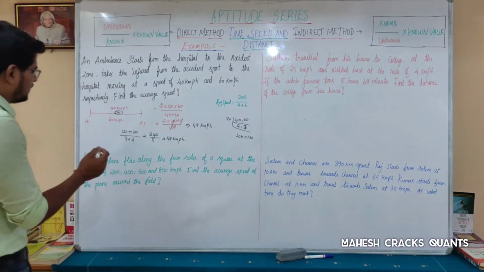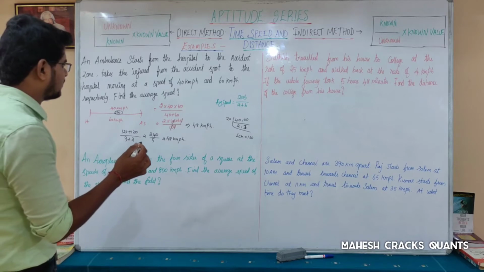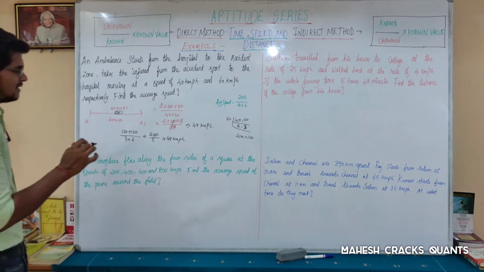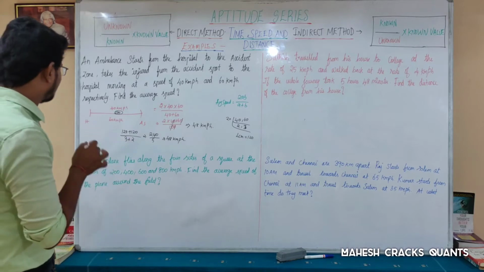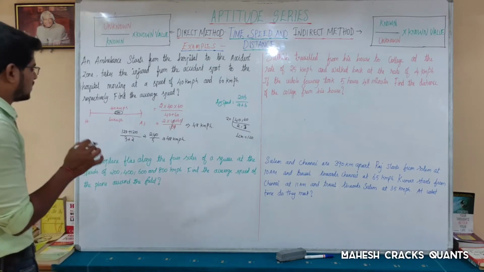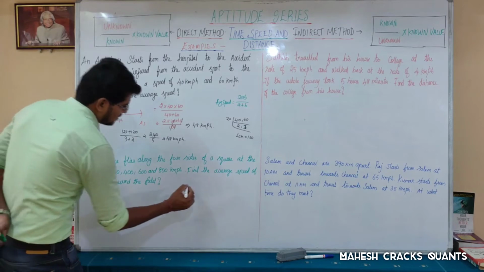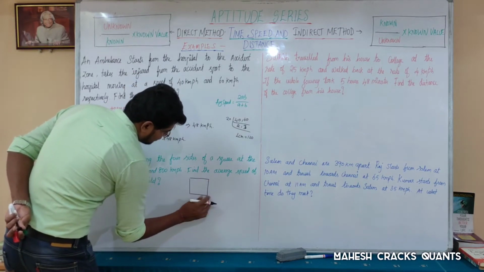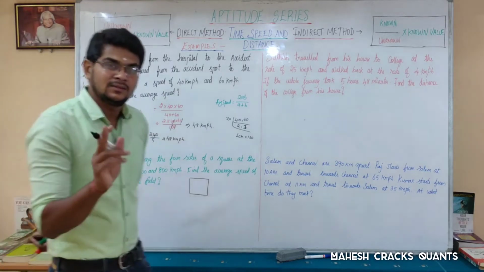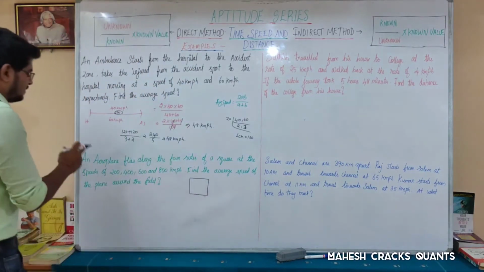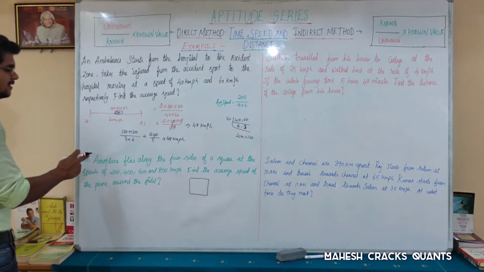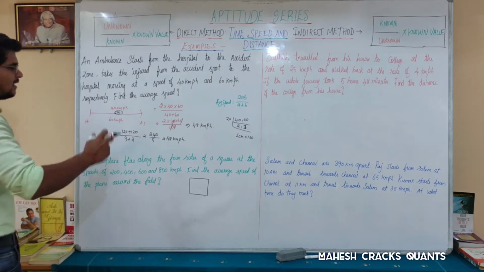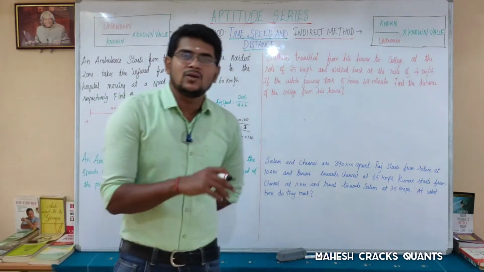An aeroplane flies along the four sides of a square field at the speeds of 200, 400, 600 and 800 km per hour. Find the average speed of the plane around the field. So it is a square field, which means four sides are there. Four sides are equal. Am I right? At the same time, he is going at first 200 km per hour, second side 400, third side 600 and the final side 800 km per hour.